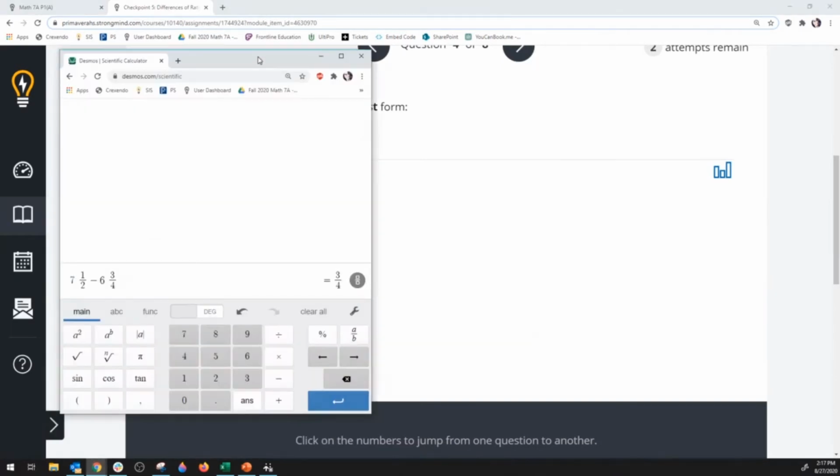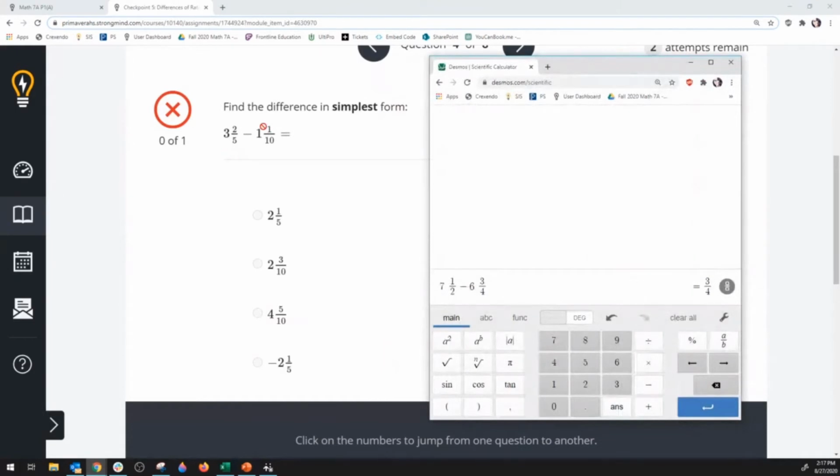Alrighty. On this one here, I'm going to take these mixed numbers that were given, and I'm going to type them into my calculator. So I'm going to do 3, do my space, type in 2/5, and I'm subtracting that from 1, do my space, and 1/10. And we can see here that I get 2.3. Okay, so if I get 2.3, I need to figure out which one of these fractions is equivalent to 2.3.